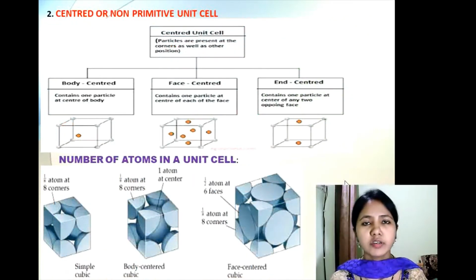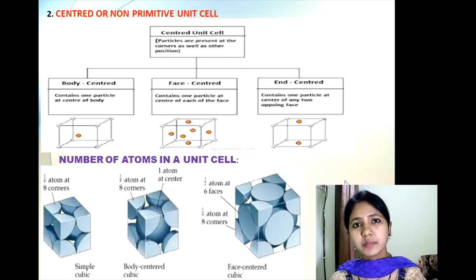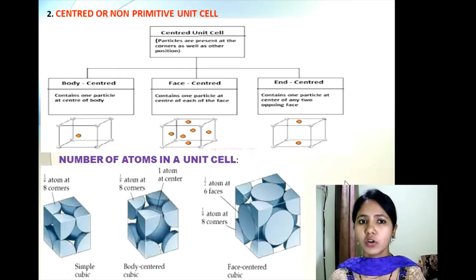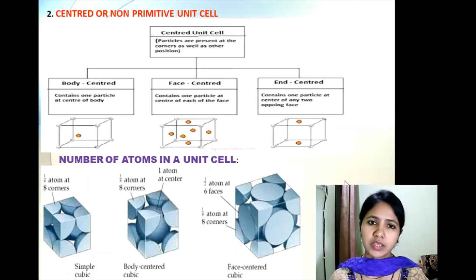Centered or non-primitive unit cell. See, centered or non-primitive unit cells are those in which the constituent particles are present at the corners as well as in some other position of the unit cell also. See the difference between the two. Primitive is the one in which the particles are present only at the corners, whereas the centered or non-primitive is the one in which the particles are present at the corners as well as in some other position of the unit cell also.